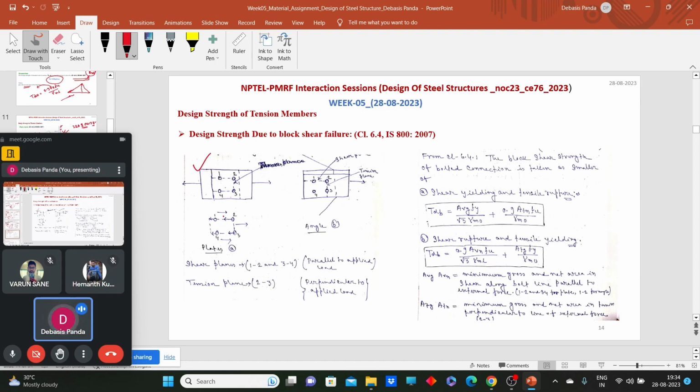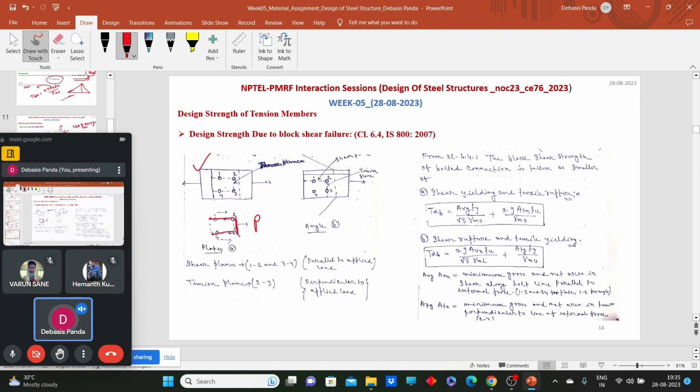For the plate section, generally we have two shear planes. If the load is applied here, then the planes which are parallel to the applied load we call the shear planes. So for the plate section, what will be the shear plane? The planes along 1, 2 and 3, 4. What will be the tension plane? The plane perpendicular to the application of load. So this portion 2, 3 will be the tension plane.